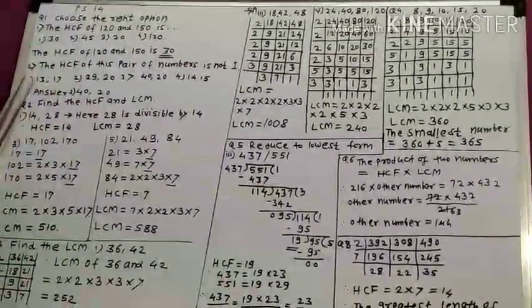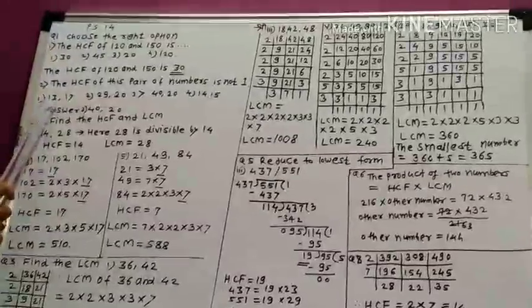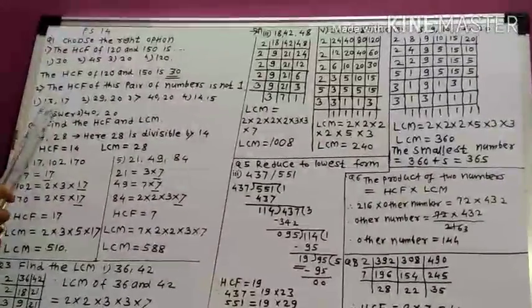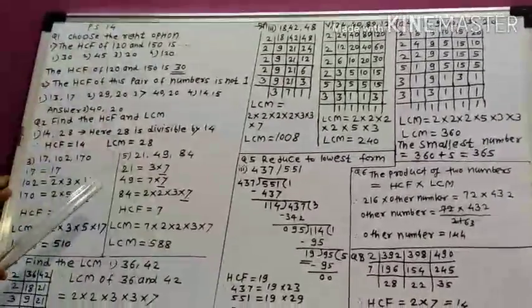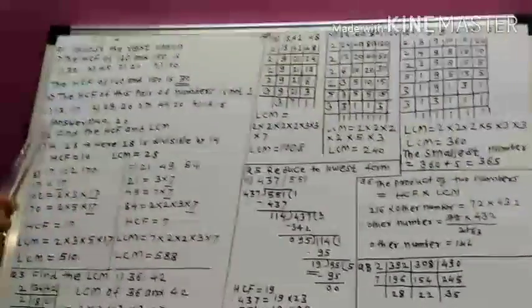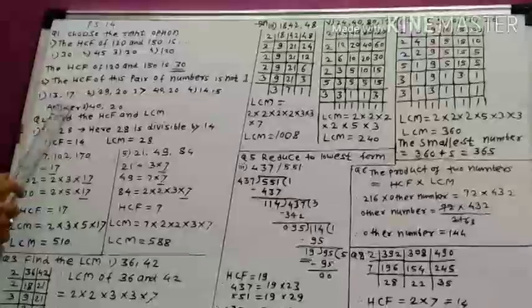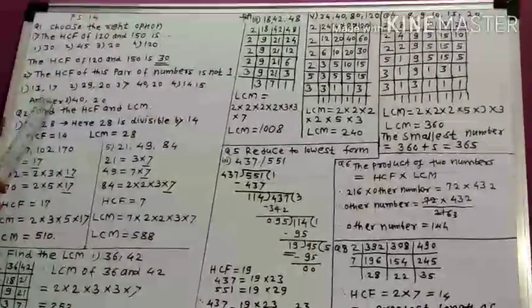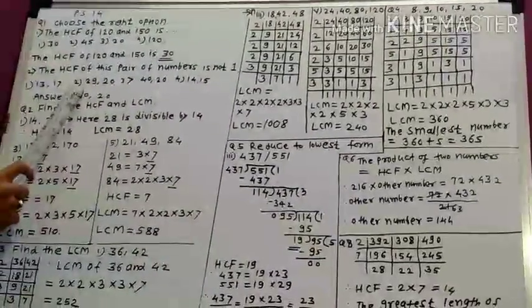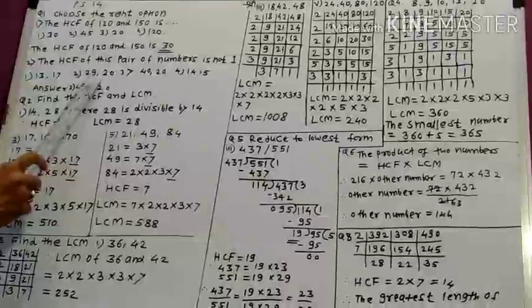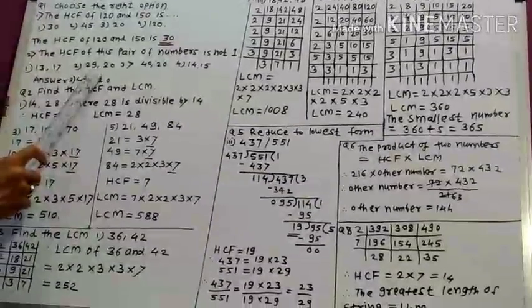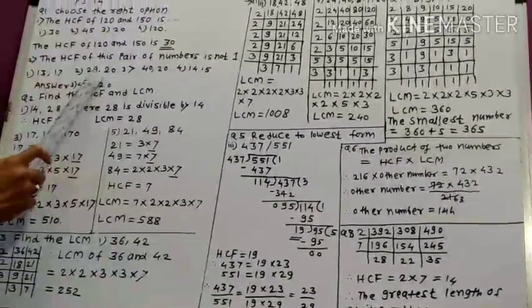The second problem is the SCF of this pair of numbers is not 1. Here we have to identify which pair does not have SCF 1. Here the option 1, 13, 17, it is a co-prime number, its SCF is 1. Second option 29, 20, these are also co-prime numbers, its SCF is 1.